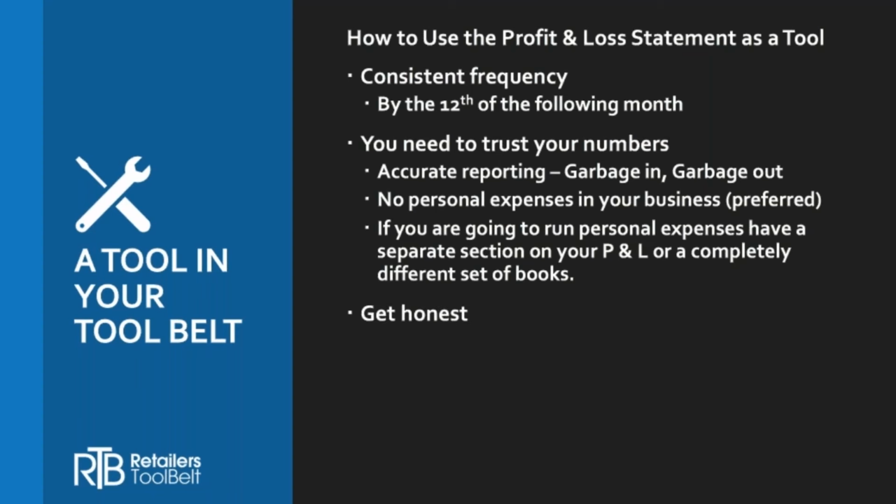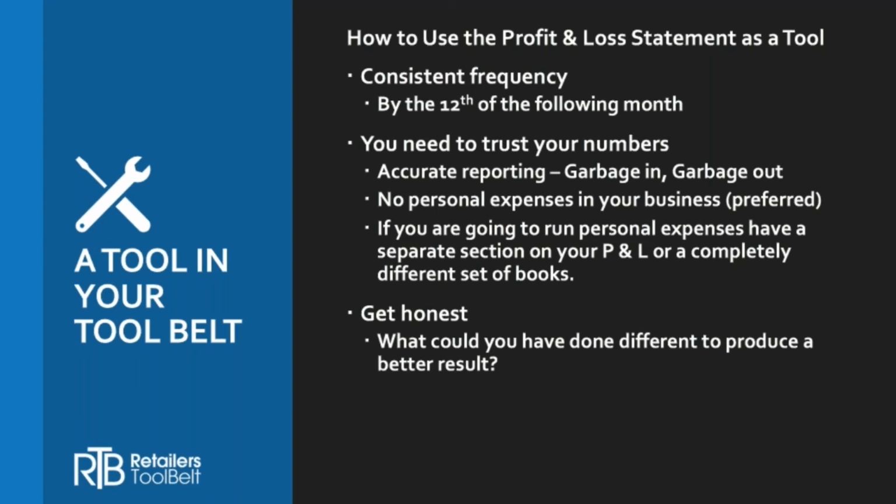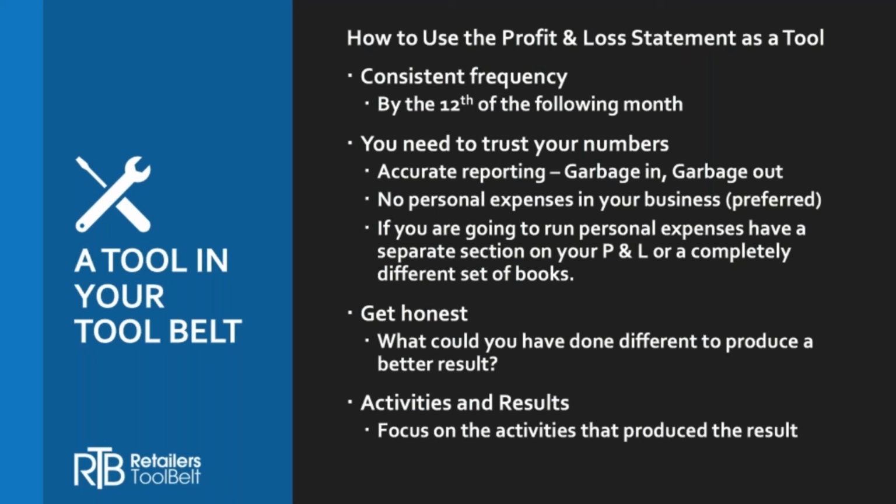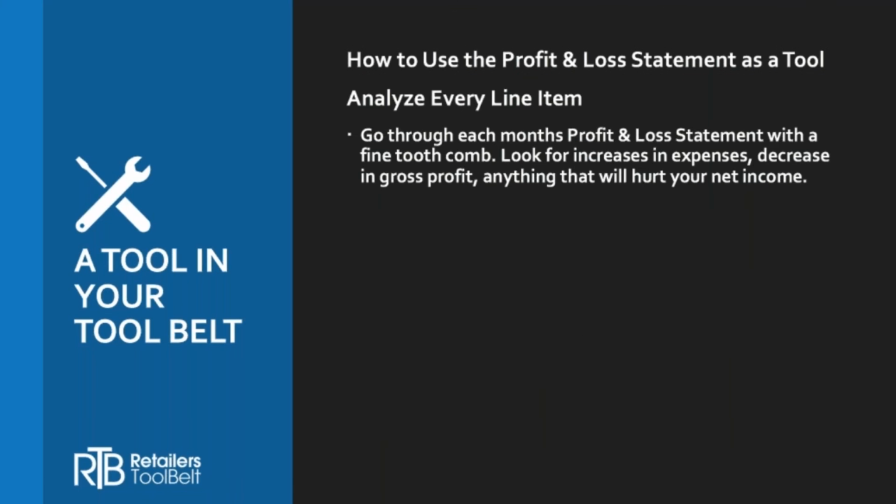And you need to get honest. This is a tool. It's going to produce results, but you need to get honest with those results. Are you the manager making decisions that are producing negative results? The only way you're going to be able to address that is you need to get honest with yourself. And you have to focus on the activities. So focus on the activities that produce the results, and then just keep tweaking that model until it is exactly where you want it to be.